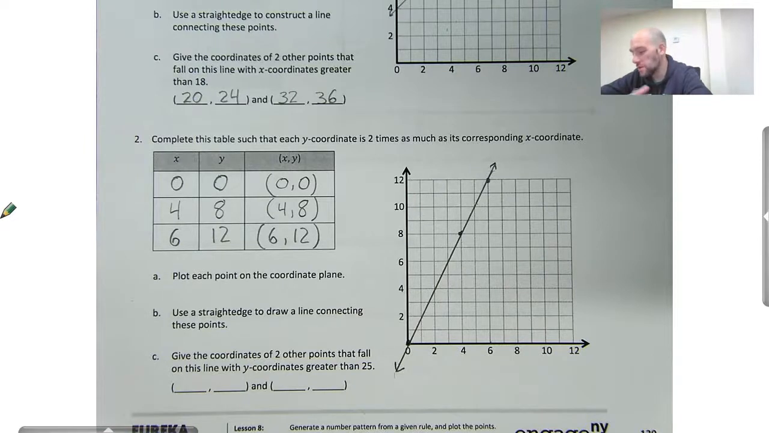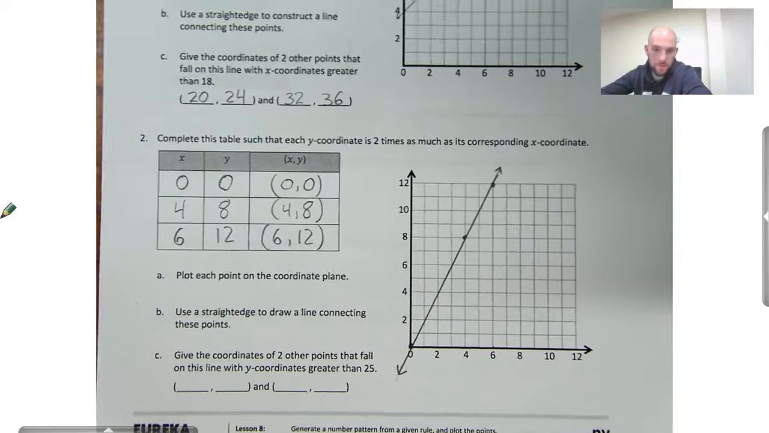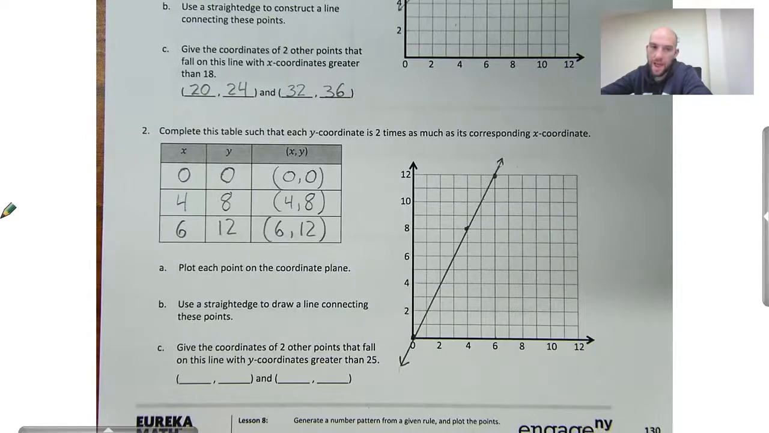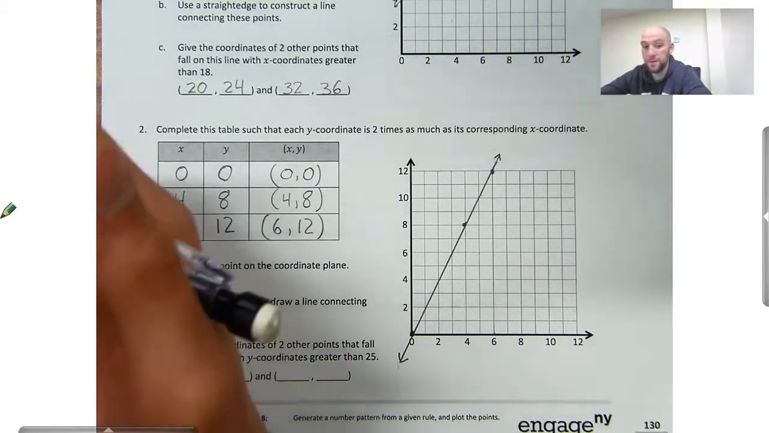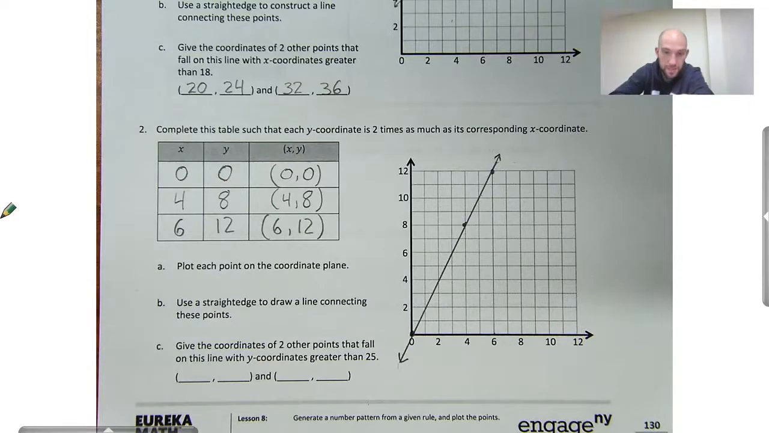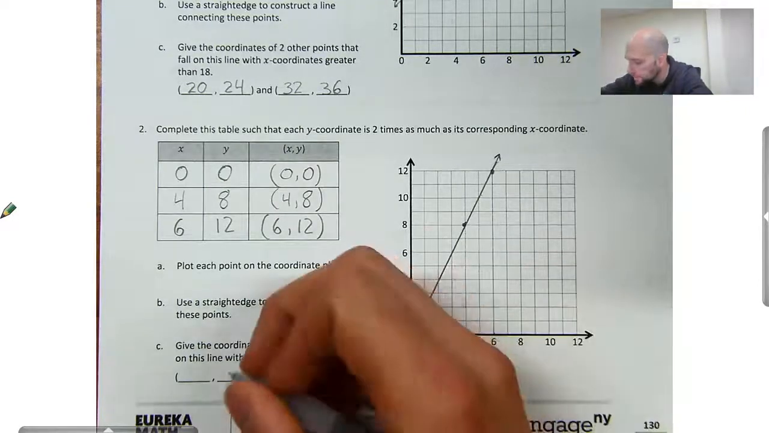So our y-coordinate is going to be greater than 25. Our x-coordinate is going to be half of our y-coordinate. So I have to choose x values that are going to be more than half of 25, or I can just start with my y-coordinate that's greater than 25, and divide by 2 to get my x-coordinate, because division is the inverse of multiplication. So let's do it that way.